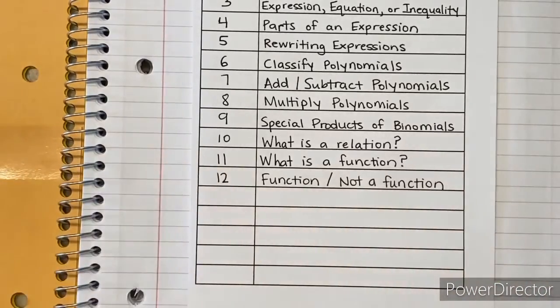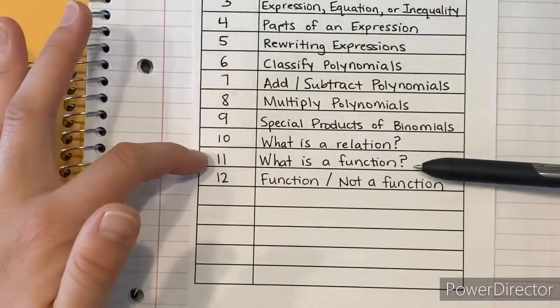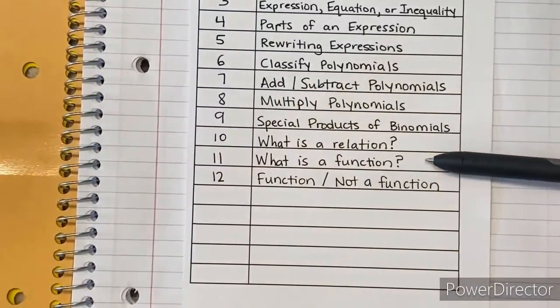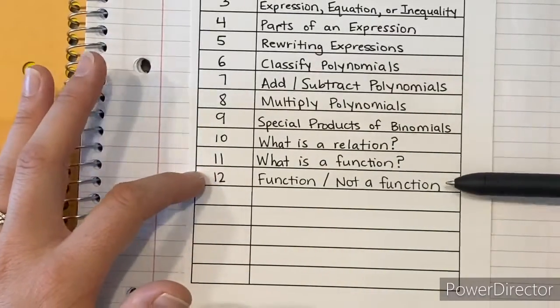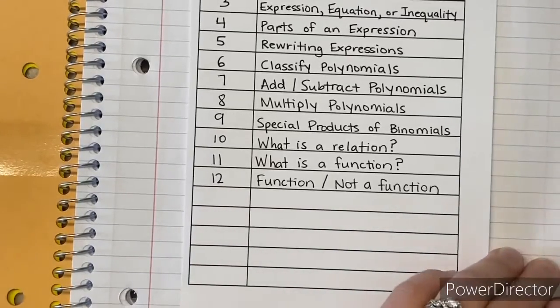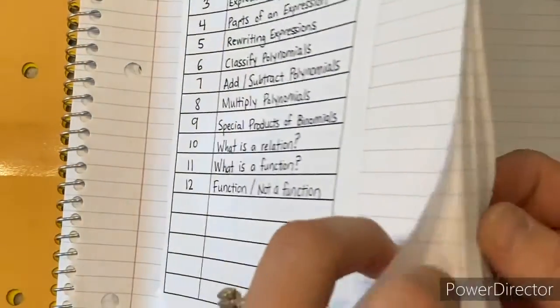So this is actually going to be an extension of what we did on page 11 when we talked about what a function was. Now we need to apply that knowledge and talk about function or not a function. So once you get that written down, then I need you to flip to page 12 in your notebook.